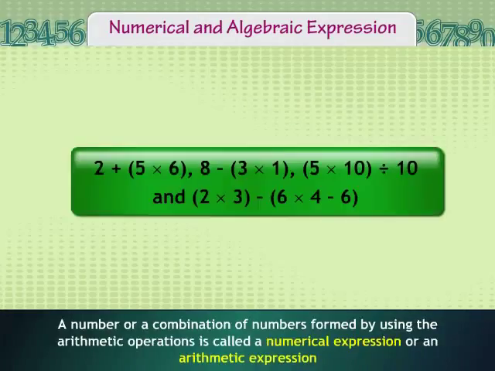A number or a combination of numbers formed by using the arithmetic operation is called a numerical expression or an arithmetic expression. For example, 2 plus 5 into 6, 8 minus 3 into 1, 5 into 10 divided by 10, and so on are numerical expressions.